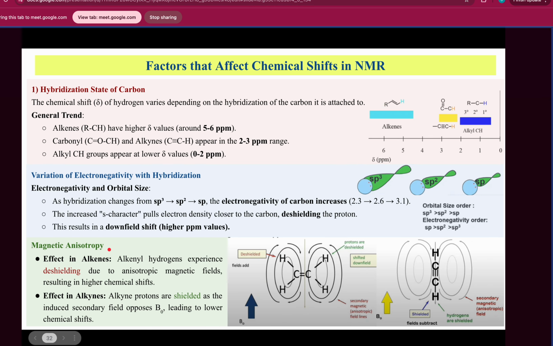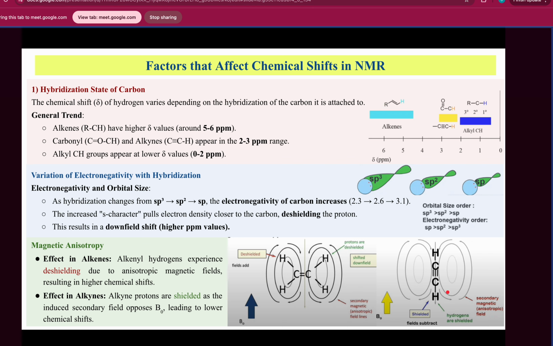Second is magnetic anisotropy. In case of alkenes, alkenyl hydrogens experience de-shielding due to anisotropic magnetic fields, resulting in higher chemical shifts. These are the alkenes where a double bond is present. In both of these scenarios, the spin of the proton is towards the upward direction, and the magnetic field is also in the upward direction. So the spins add up and increase the net field acting on the proton. This is known as the de-shielding effect.